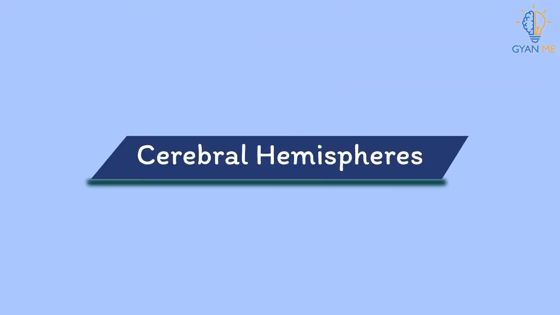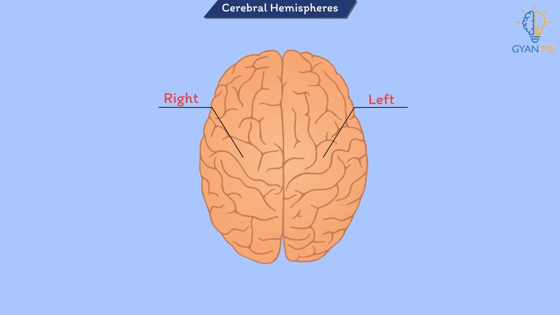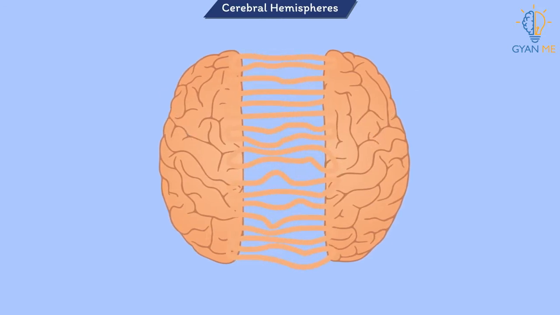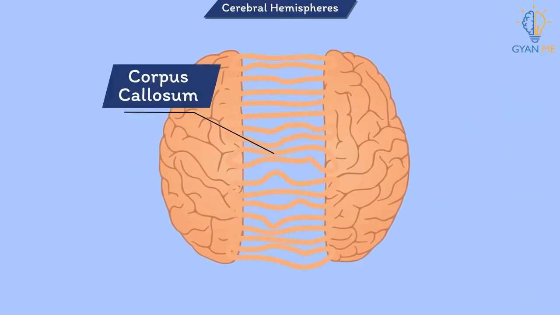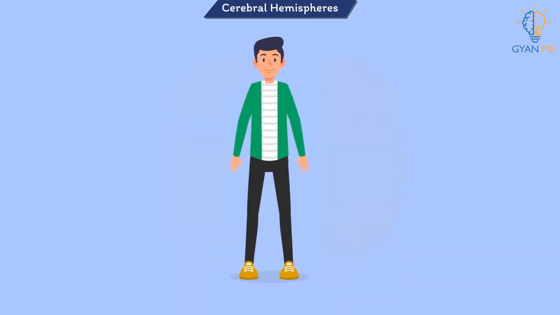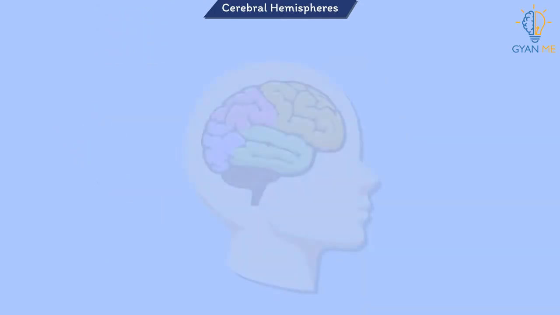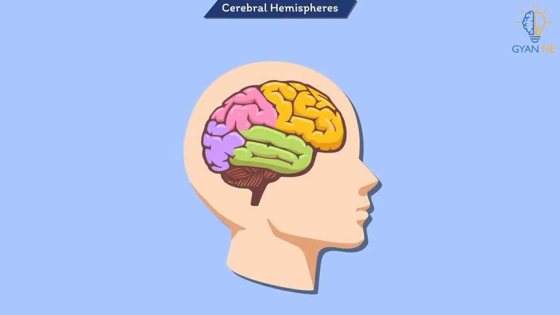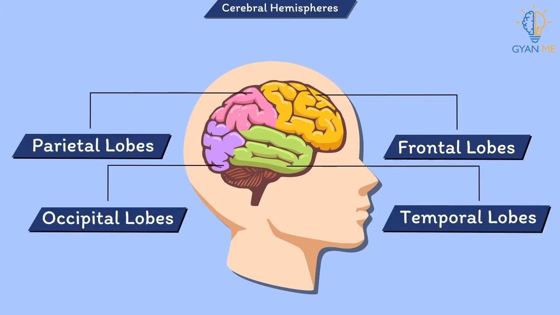The cerebrum is vertically divided into two halves as right and left cerebral hemisphere. Two cerebral hemispheres are interconnected by a thick band of nerve fibers called corpus callosum. Right hemisphere of brain controls the left part of our body and the left hemisphere controls the right part of our body. Each hemisphere has four lobes: frontal, parietal, occipital, and temporal.